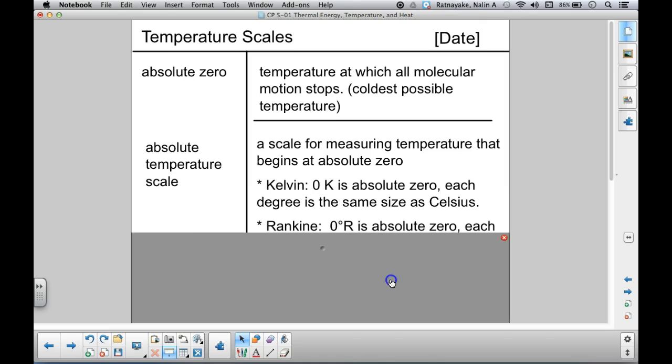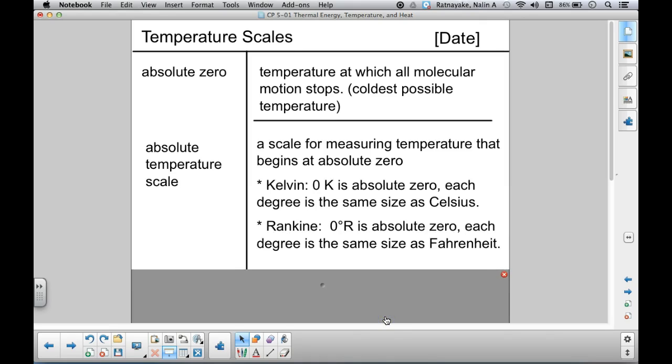So sometimes in science, it makes sense to have what's called an absolute temperature scale. And this is a temperature scale that begins at absolute zero. It is impossible to have a negative value on an absolute temperature scale. The first one is Kelvin, and we're basically using the same scale as Celsius, but we're just redefining what zero is. We're moving zero to absolute zero, and then each degree is the same as Celsius, basically.